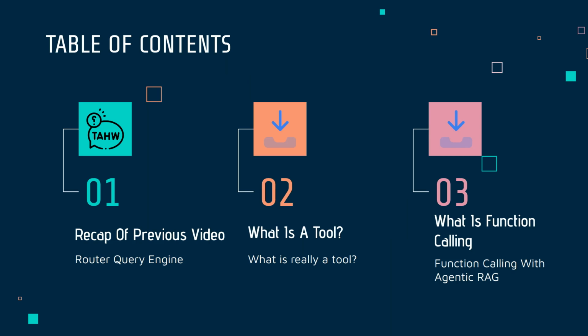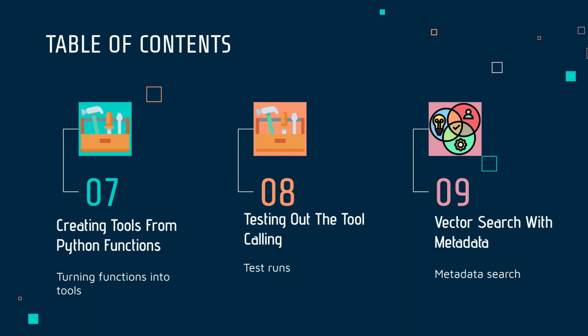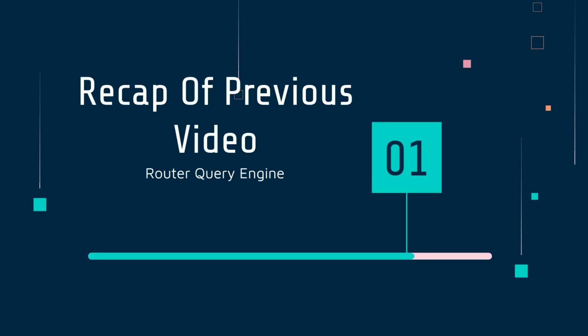So let's take a look at the things that we'll be looking at in this video. We're going to cover all about tool calling within an agentic RAG system. We'll look at a recap of the previous tutorial. What are tools? What is function calling? Why do we need tool calling or function calling? How to set up and everything. Then we'll go over examples of functions that we can use. We'll create our own tools using Python functions and learn how to turn these functions into tools. We'll then do different testing, and lastly we'll do a vector search with metadata. Example, let's say you have a PDF document of 10 pages and you want to search information only from page 7. You can do that using metadata vector search. So good, let's jump into it.